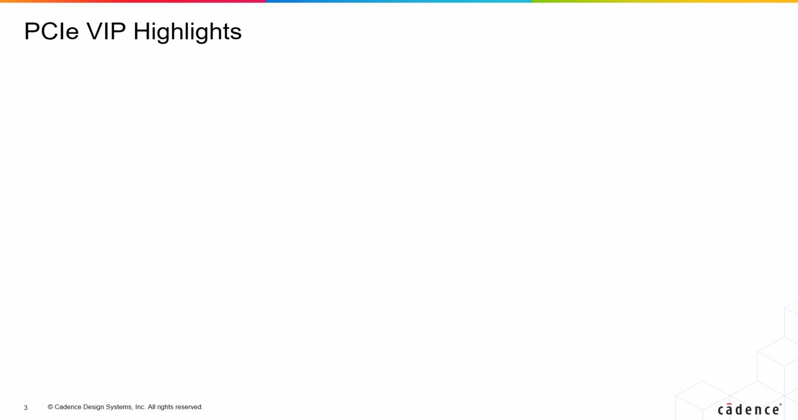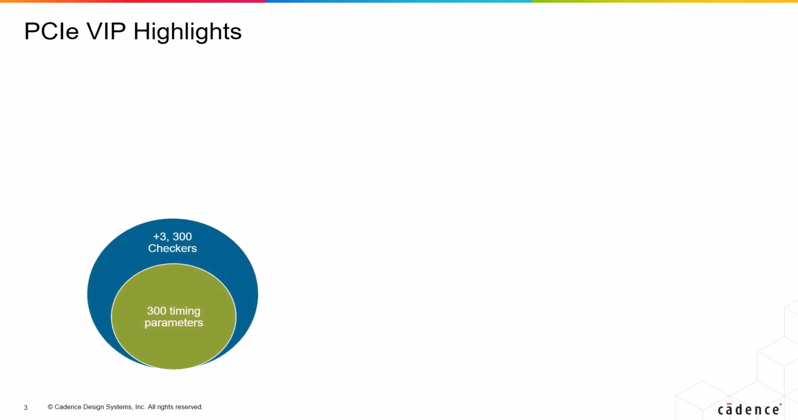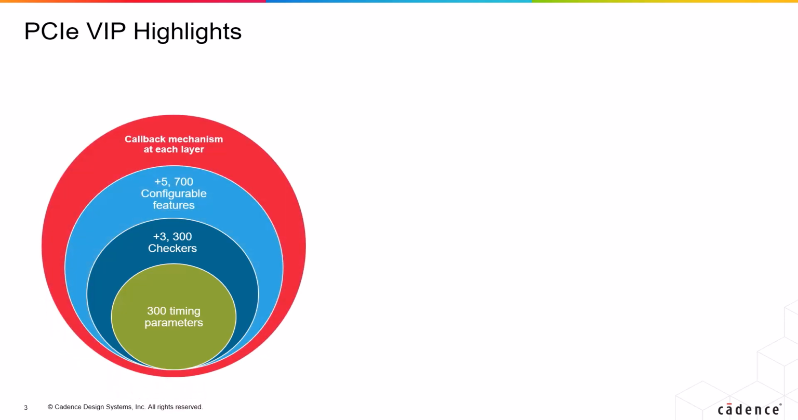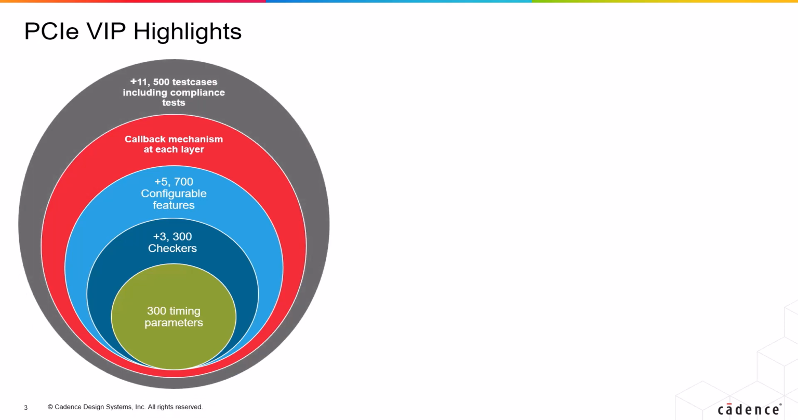The PCIe VIP highlights are covered in this slide. It has over 300 timing parameters and 3,300 checkers. It also has 5,700 configurable features and a callback mechanism at each layer. It has a vast number of test cases with more than 11,500 tests, which includes compliance tests also. All these numbers are indicative. Actual numbers might change slightly.